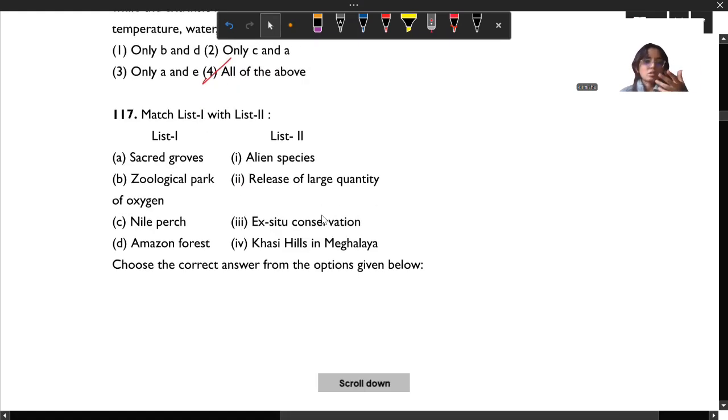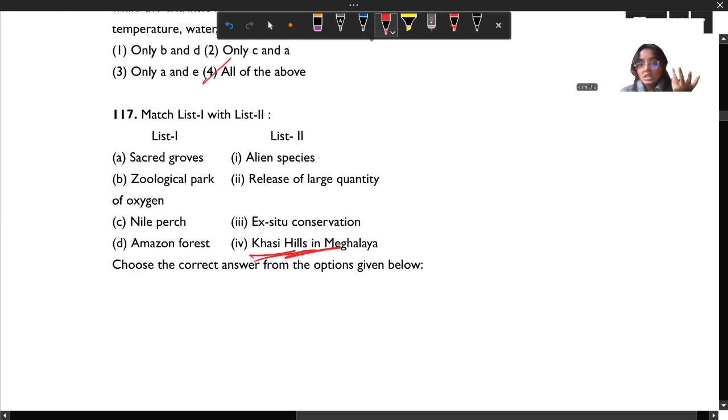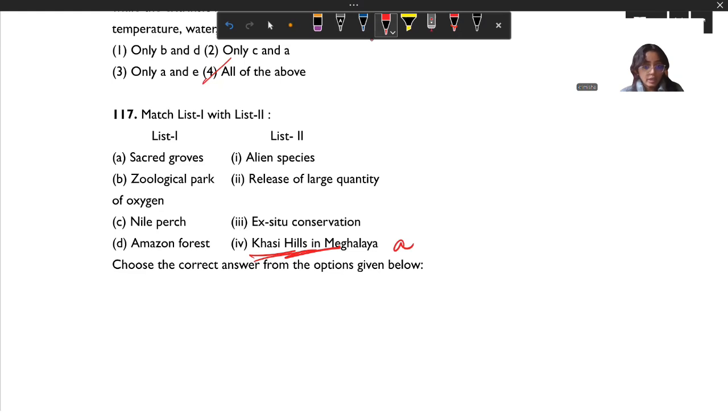Okay. This is another extremely easy question. Read biodiversity. This is what you have to read the most. Conservation, in situ conservation. So what are sacred groves? Sacred groves are found in the Khasi Hills. I call it Khansi Hill, but I don't know, you can call it Khasi Hills also. So this is A.